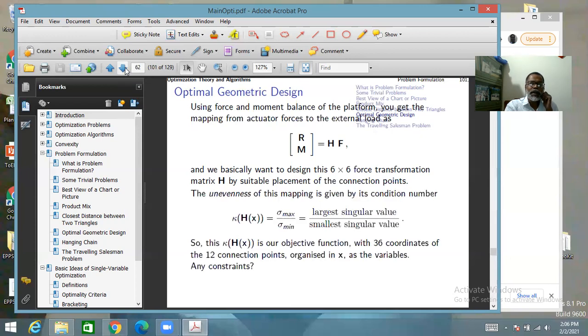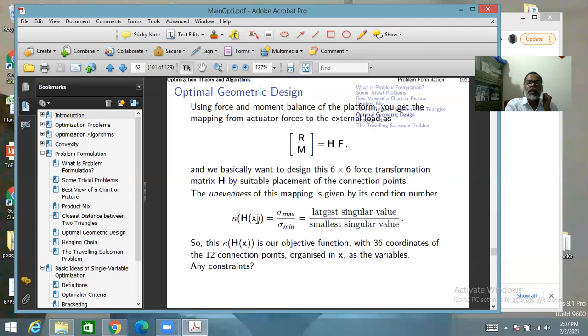Okay, so the unevenness of this mapping is given by its condition number. It is a straightforward linear algebra construct, which is sigma max by sigma min, the ratio of largest singular value to smallest singular value, that you can evaluate if H is given. And for H to be given, you need to have the 12 connection points, 6 at the bottom, 6 at the top. Okay, so the 36 coordinates of these 12 points are actually housed in the big vector X. So it's a 36 variable problem.